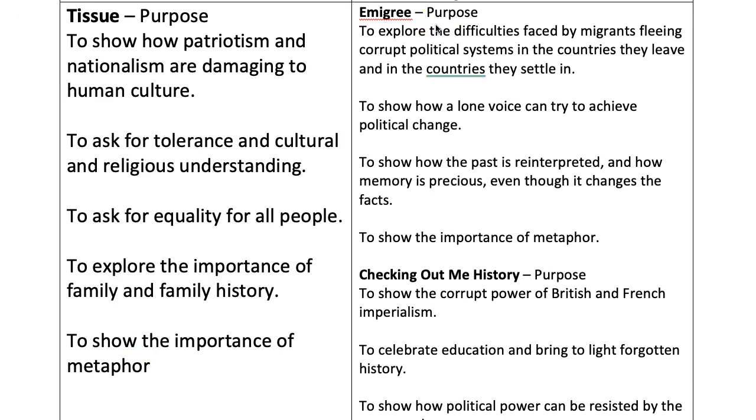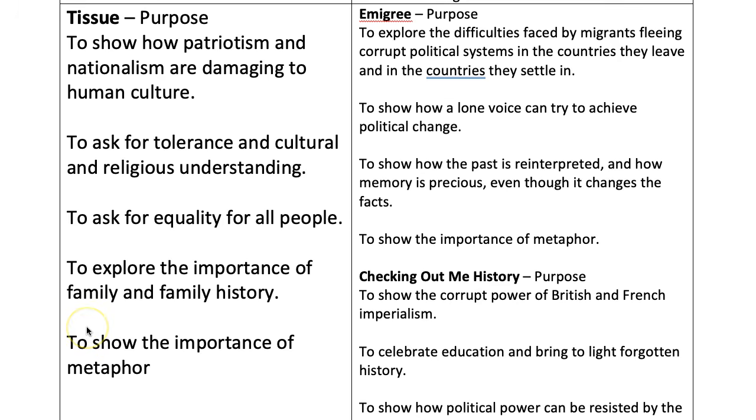Well, you can clearly see a lot of similarities with Emigree, where it's also about different cultures and crossing borders. That's what migrants do. And the differences between countries, again, that was apparent in Tissue. It's to show how a lone voice can try to achieve political change. And that's just what Imtiaz Dharker is trying to do with her poem. It's a poem of protest, but a poem also gently asking for political change.